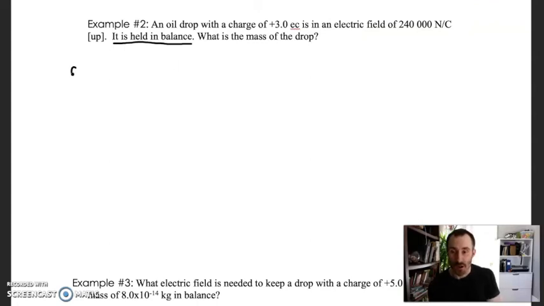So here's our oil drop. We know that the force of gravity is always pulling down, and so that means that if this thing is held in balance, the electric force must be pulling it up.